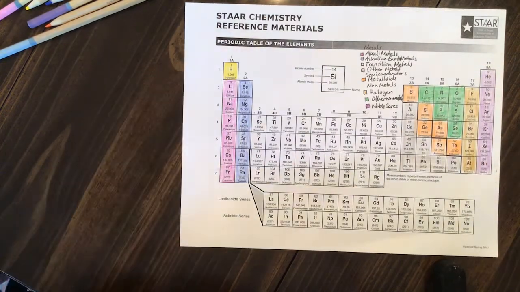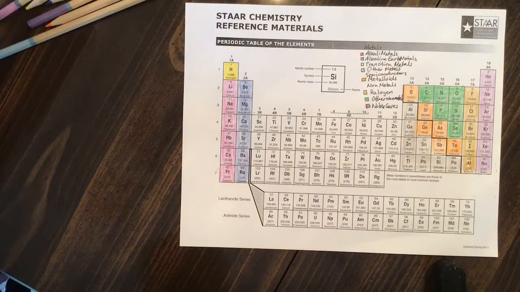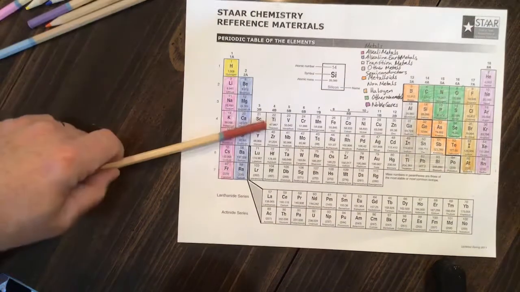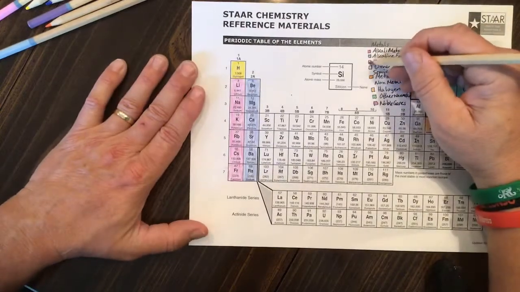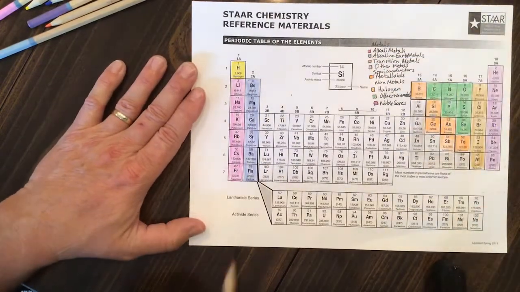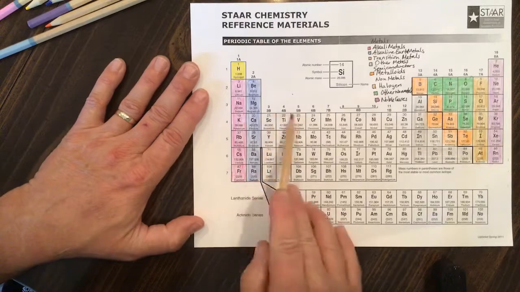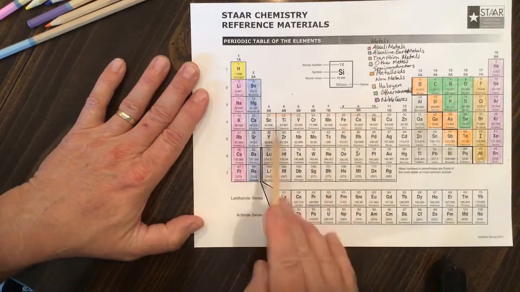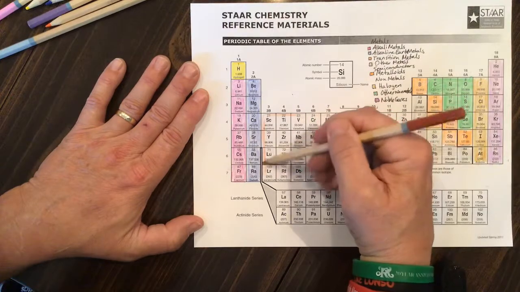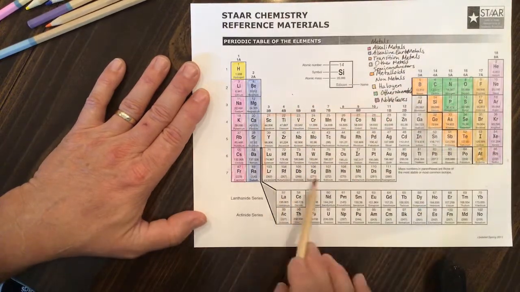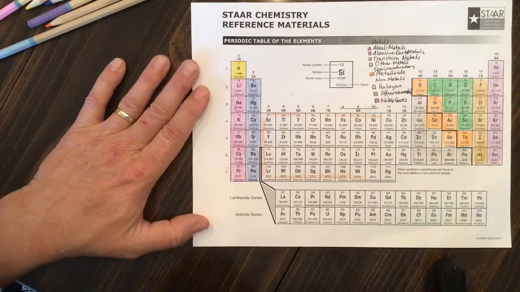Okay? All right, so the only thing we have left to do is our transition metals. And, of course, that's going to be all of these. If you'll notice, most of your elements are metals. There are more metals than nonmetals. Lots of metals. Okay?